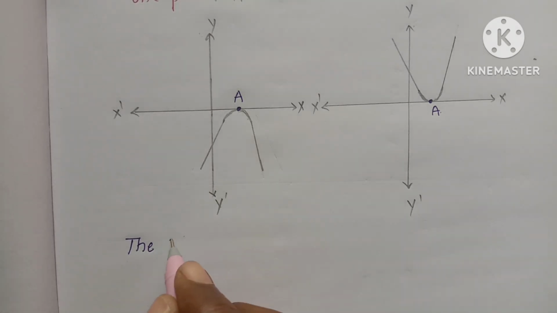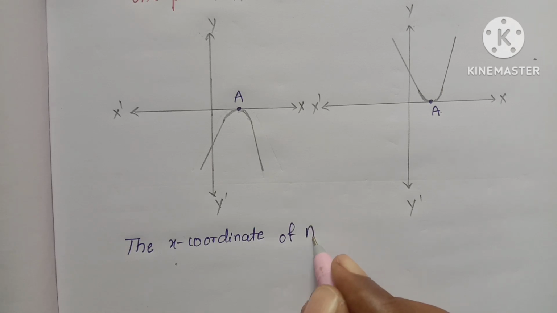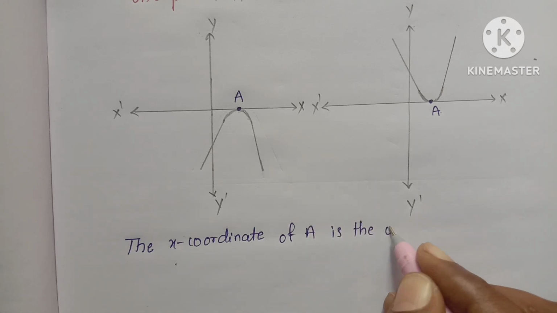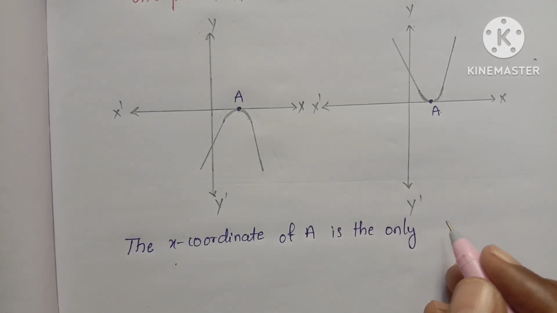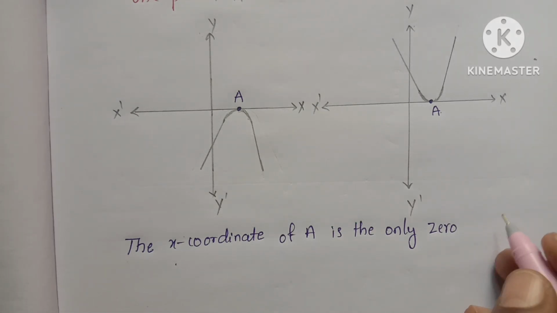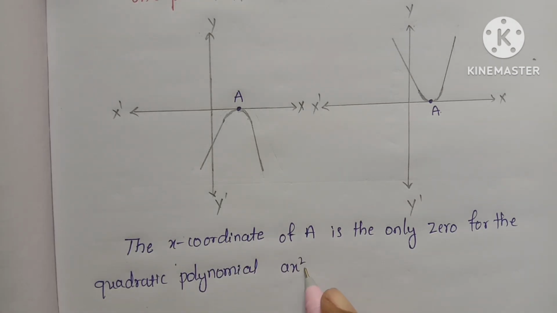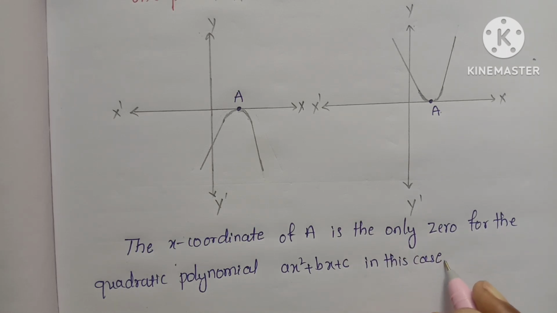That's why the x coordinate of A is the only zero, that means one zero, for the quadratic polynomial ax square plus bx plus c in this case.